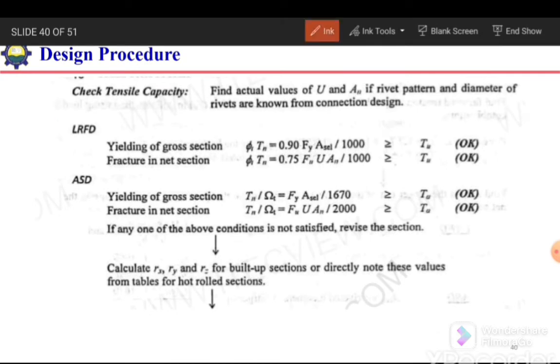Okay, once we have selected the trial section, we will perform the capacity checks to see whether our selected section is safe under the application of loads. So find the actual values of U and A_n if the rivet pattern and diameter of rivets are known from the connection design.